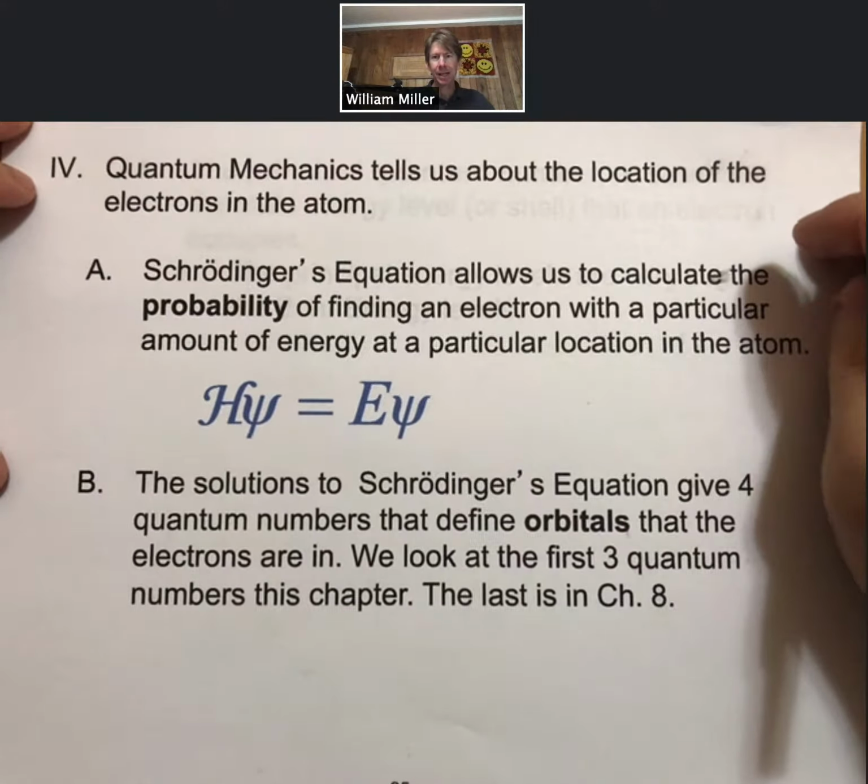First off, psi is largest closest to the nucleus, and that's because the electron is attracted to the nucleus. So psi largest, closest to nucleus. And that again, that's because the electron is attracted to the nucleus.